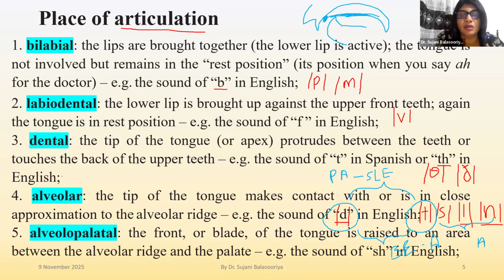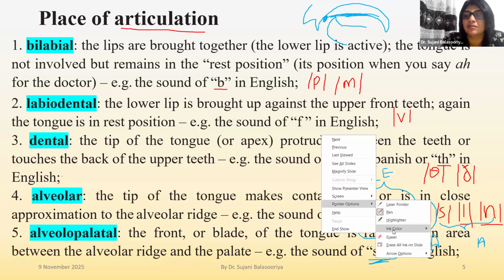The front of the tongue, or sometimes the blade of the tongue, is raised to an area between the alveolar ridge and the palate, right? Okay, this is the sound. I will write the phonetic symbol. Change the color.